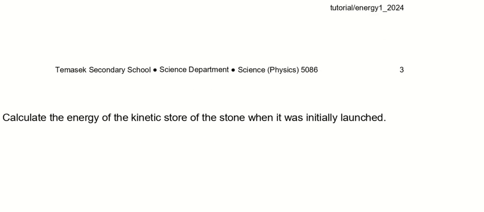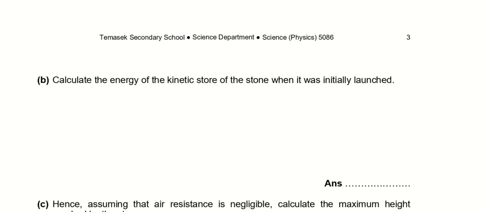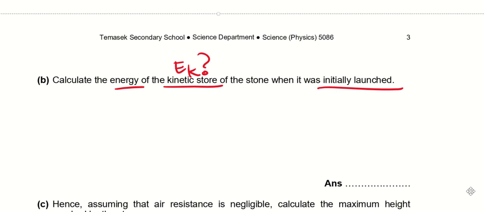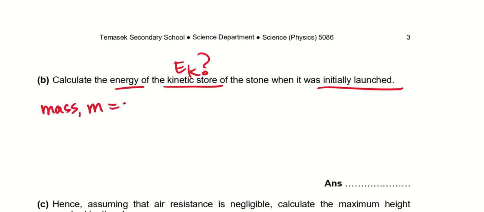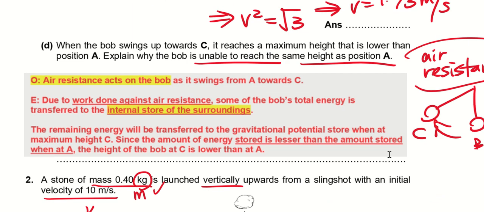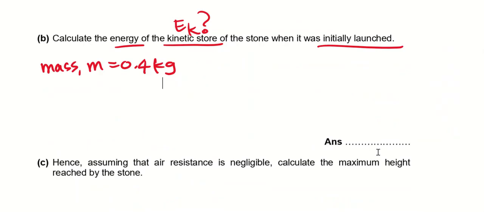Okay. So now for some calculation, calculate the energy of the kinetic store, right? So I'm looking for EK when it was initially launched. So what were the information that was given? The mass M is 0.4 kg. Let me check. Yes, 0.4 kg. Then initially there was a velocity or speed of 10 meter per second. So let us apply into this formula.